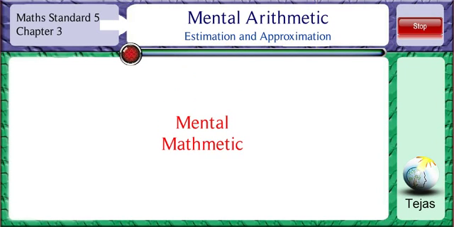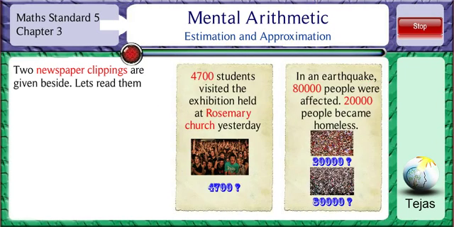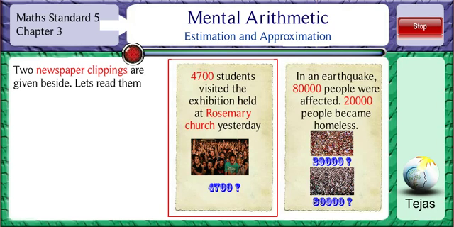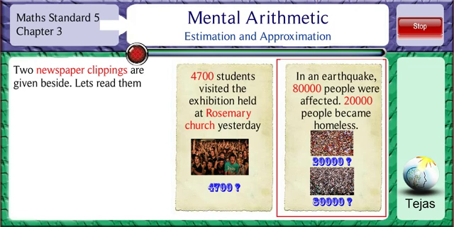Mental mathematics. Look at this newspaper clipping. Let's read them. 4,700 students visited the exhibition held at Rosemary Church yesterday. In an earthquake, 80,000 people were affected.